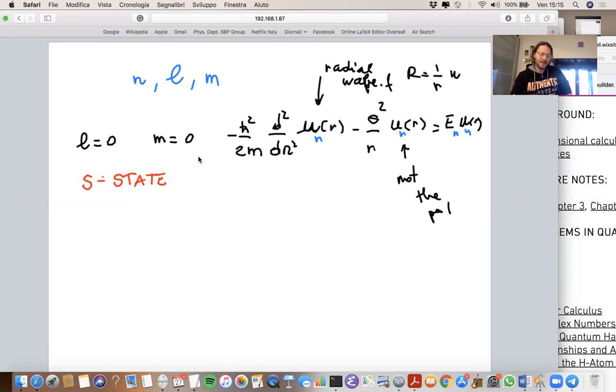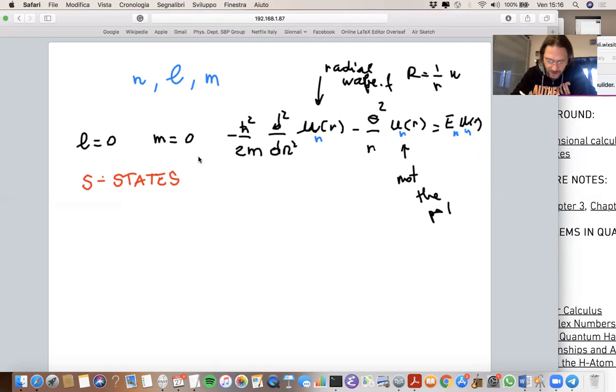These are called S states. Why S states? Because when you have zero angular momentum, remember, the spherical harmonic becomes just a constant, a normalization constant, and the wave function is symmetric around the sphere. So S stands for spherically symmetric states.